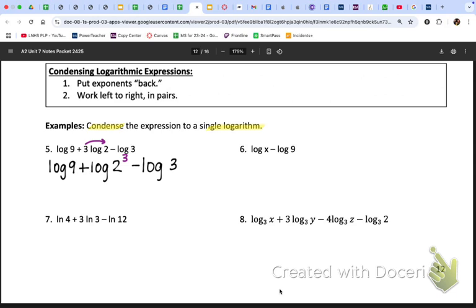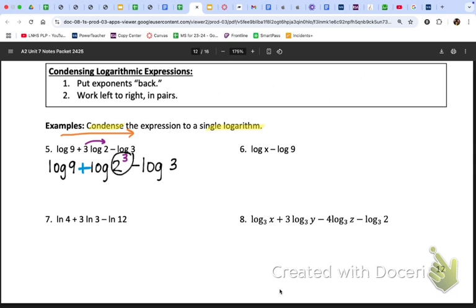Okay, baby bits at a time here. Let's go left to right. Always, unless you have parentheses, that's the way to do it. So left to right, we're just going to work in pairs. So the first thing I see is a plus sign between these first two. So that means that they're going to be multiplied.